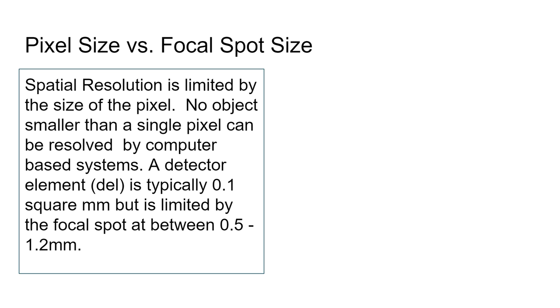But if you were able to catch something with a pixel that's 0.1, and you should be able to see it because the object is 0.4, but now you're limited because your best focal spot is 0.5, then you cannot resolve that object. It's not a problem with the pixels at that point. This is unfortunate. Things will get better in time.